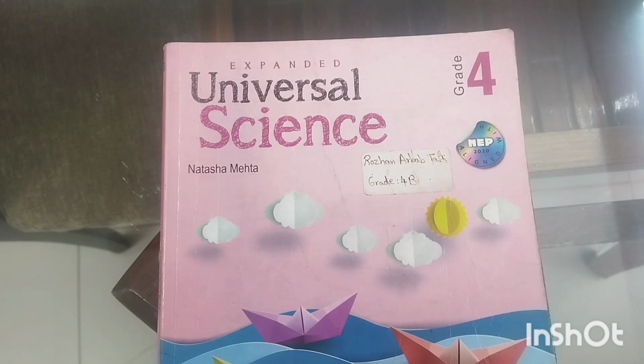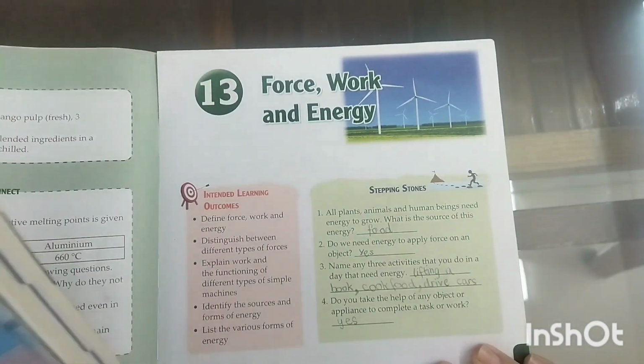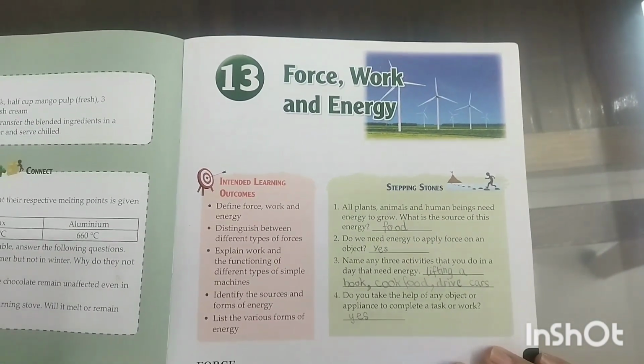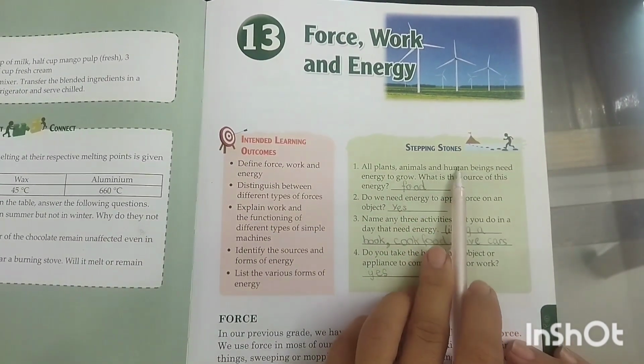Today we are starting with your Universal Science for Class 4 students, Chapter 13, the last chapter. And the name of the chapter is Force, Work and Energy. Stepping Stones.